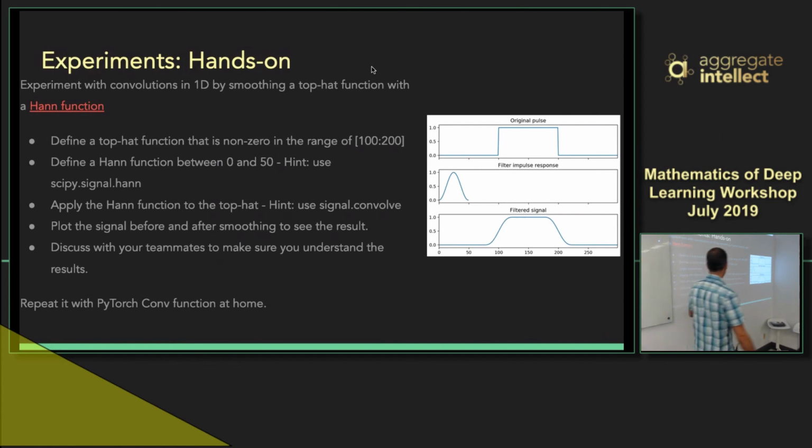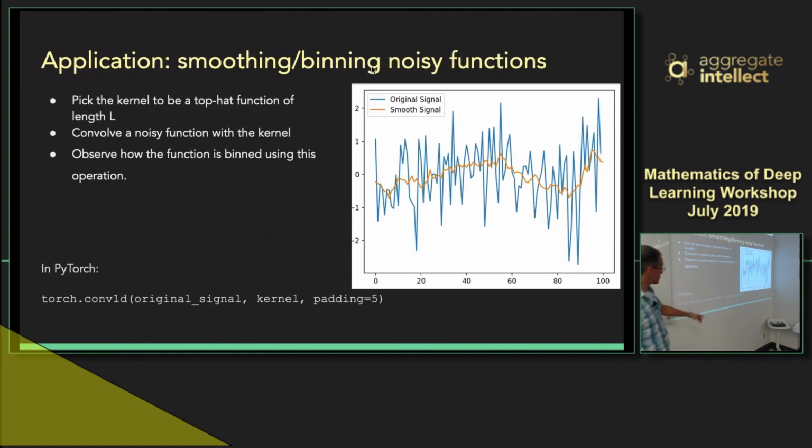Then we will repeat the exercise. So this was in SciPy. We will repeat it in PyTorch. How does it work in PyTorch? In PyTorch, we have torch.conv1d, and you will give it the original signal and the kernel, and also padding. Just keep padding equals 5. I'll tell you what it is later. We'll talk about it. That's how you use it in PyTorch. What else can we do with it?